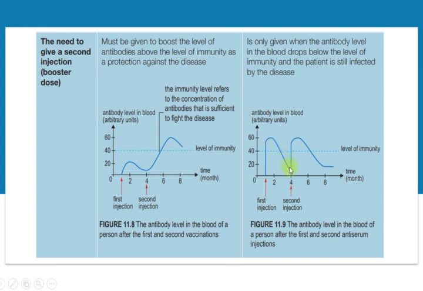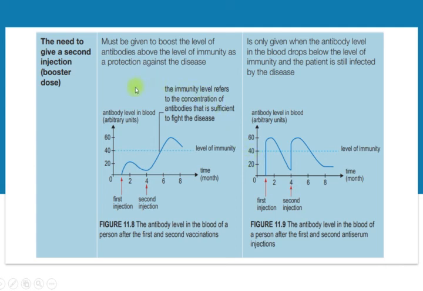The antibody level will go down again. And after that, what happens? The second injection is needed if the patient is still infected by the disease, to increase the level of antibodies in the blood to the level of immunity, for treatment. So that is the need to give a second injection or booster dose for artificial active immunity and also for artificial passive immunity.